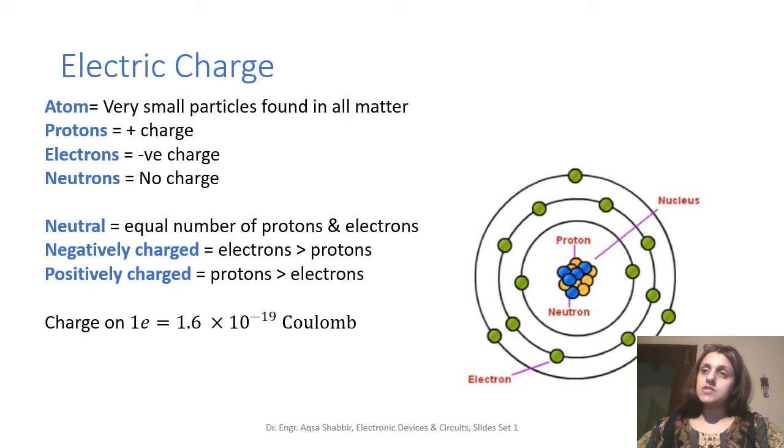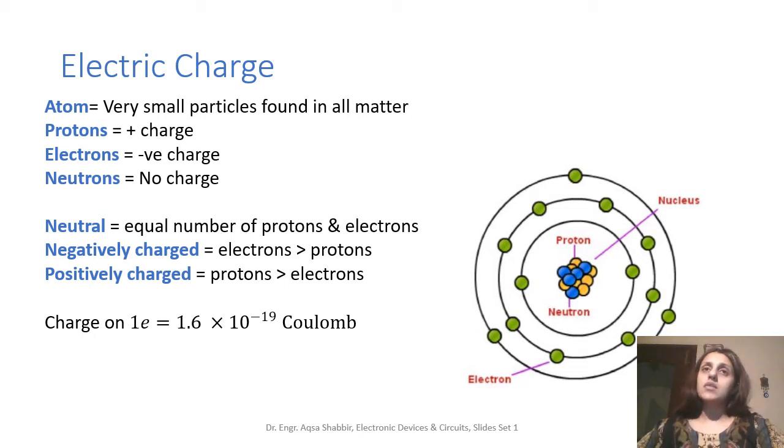Around the nucleus we have electrons rotating in their shells or orbits. Electrons we know are negatively charged particles. Each electron has an equal amount of charge as a proton, just that the nature of these two charges is different. The protons are positively charged, whereas the electrons are negatively charged.